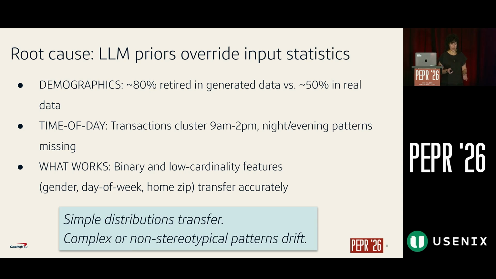Similarly, for time of day, the transactions that came out of PersonaLedger clustered during business hours, like 9 to 2 p.m., and those night and evening patterns that we saw in the real data weren't preserved. So the LLM had decided that nobody makes transactions outside of business hours, which we know is not true. What did work were lower cardinality features, so binary features, gender, those actually matched up pretty well. So when we looked at the marginals and the total variational distance, those were pretty low.